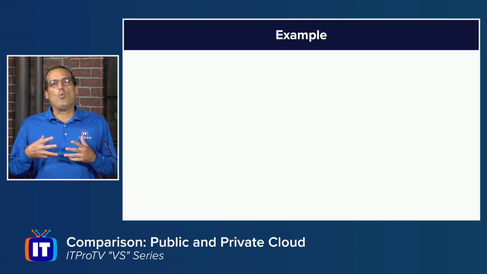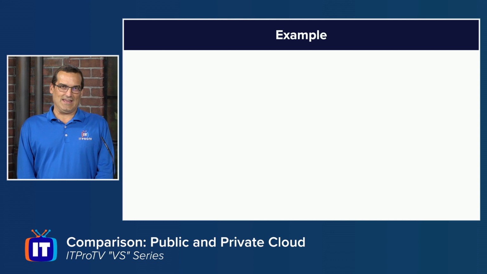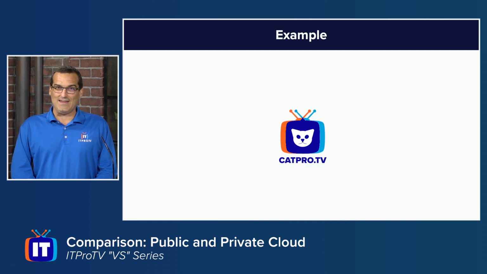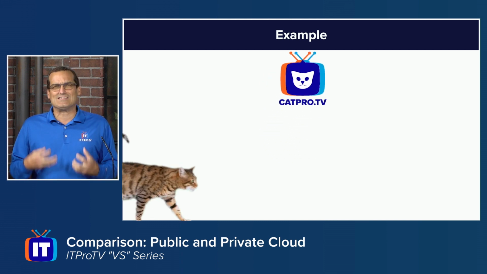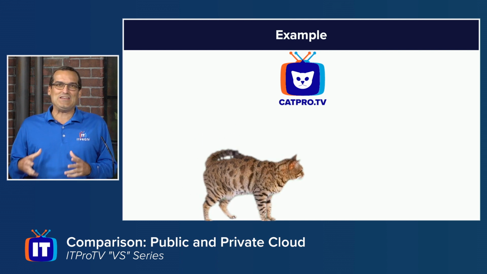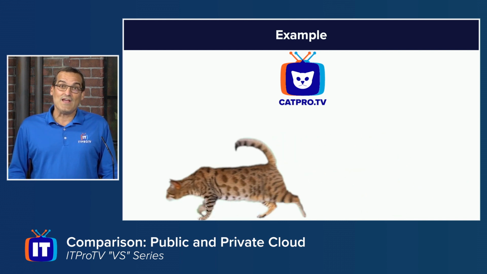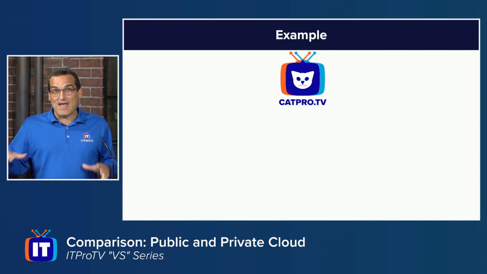Now, if we wanted to give a startup example here, we could use this great idea for a company that I have, and it's Cat Pro TV, because the internet just doesn't have enough cat videos and photographs. So Cat Pro TV is a new and exciting startup, and sure enough, there are aspects of Cat Pro TV that my IT department and I just cannot figure out how we're going to be able to afford.